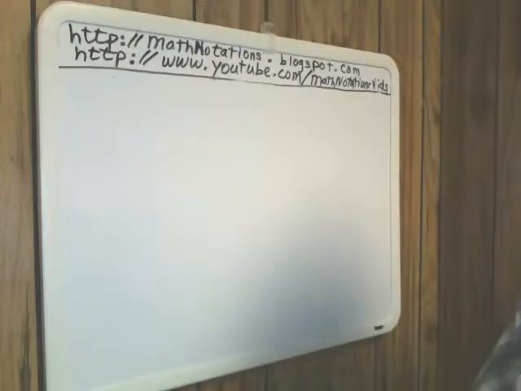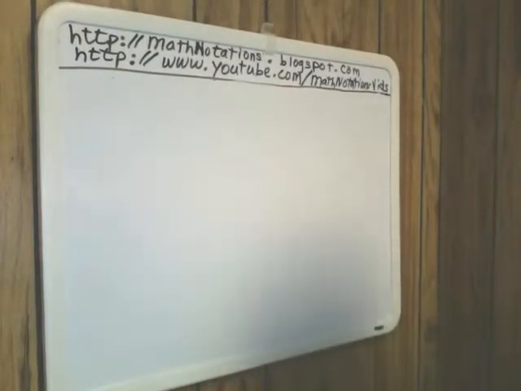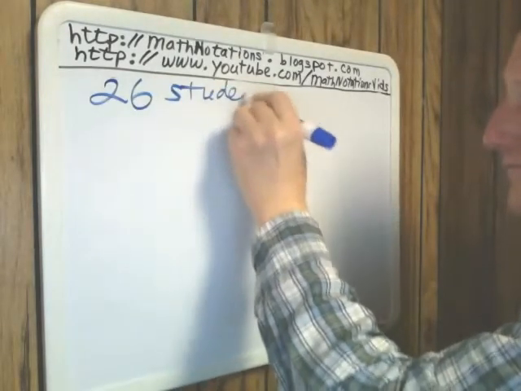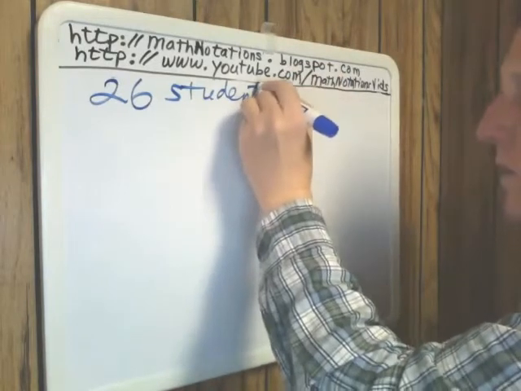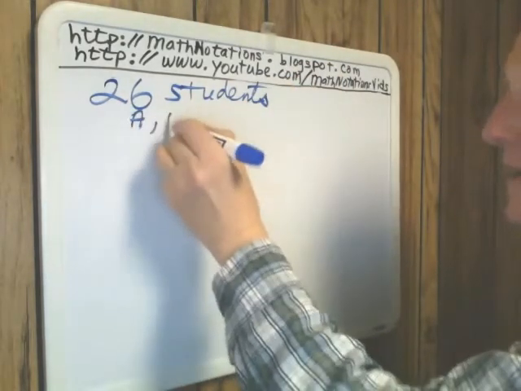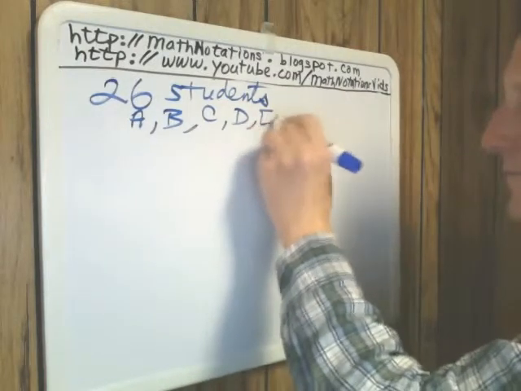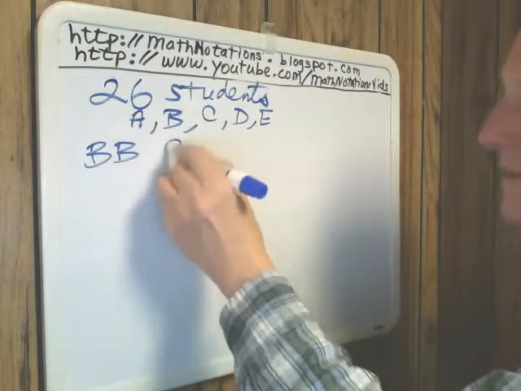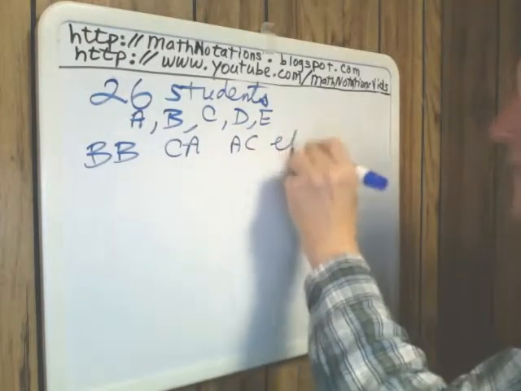minutes. There were two problems that I posted on my blog, which were related to the multiplication principle. And the first one involved an imaginary scenario in which a teacher had 26 students, and all of their initials came from the set A, B, C, D, E. So some students could have BB, CA, AC, etc.